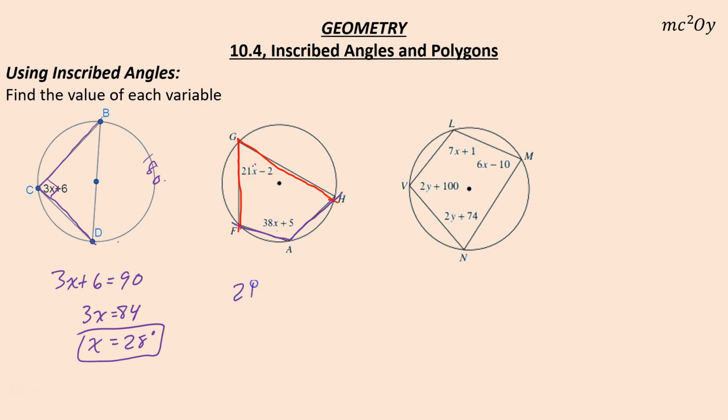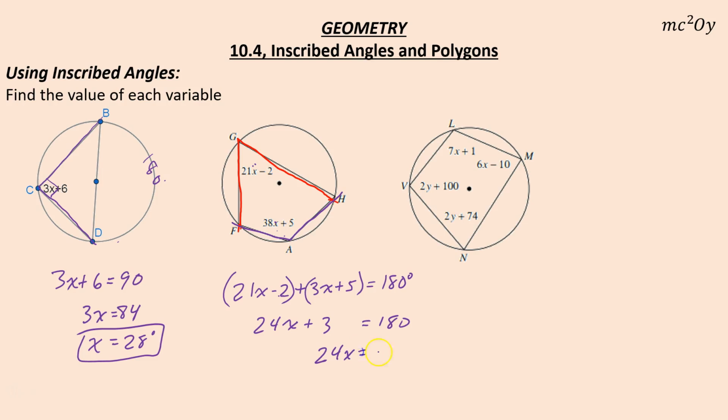So 21x minus 2 plus 38x plus 5. Usually you'd see those in parentheses, just showing that those are two different angles. Add up to 180 degrees. Sorry, if I just said they add up to 360, they add up to 180, right? Opposite angles of a quadrilateral add up to 180. So 21x and 38x, 59x. Negative 2 and 5 is positive 3.